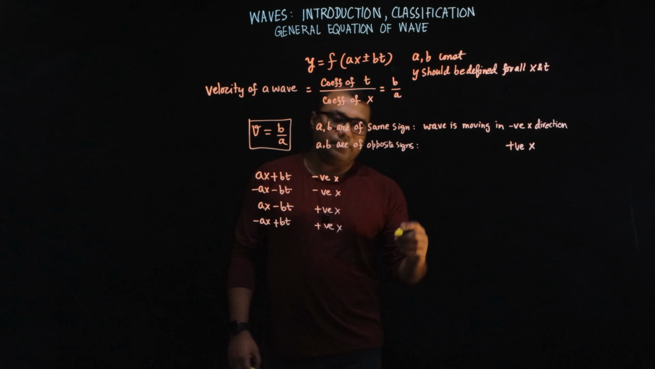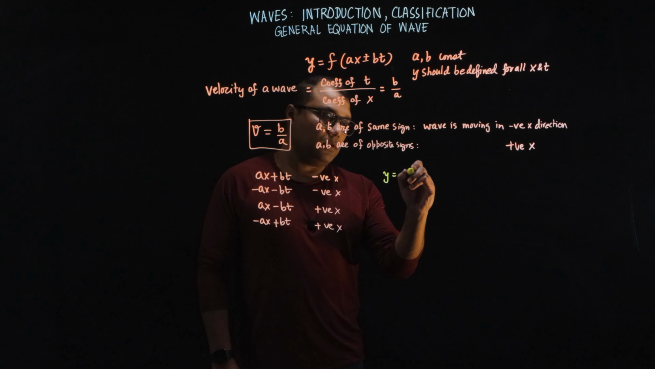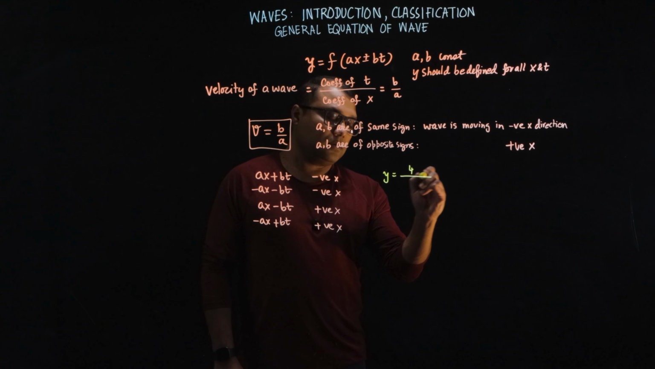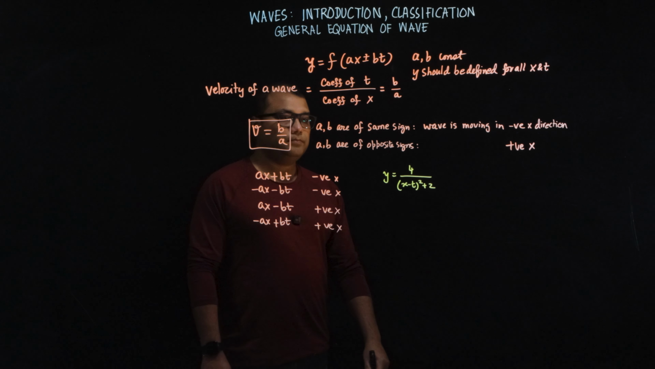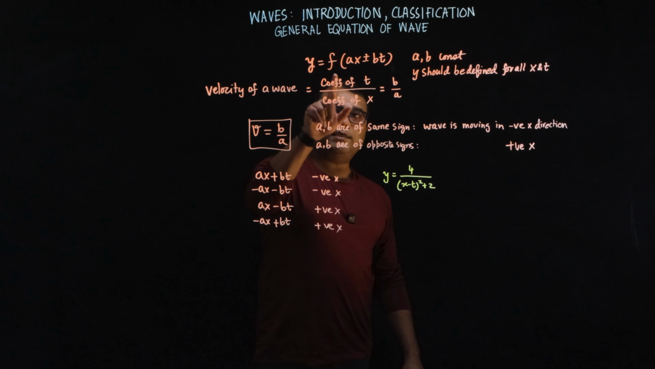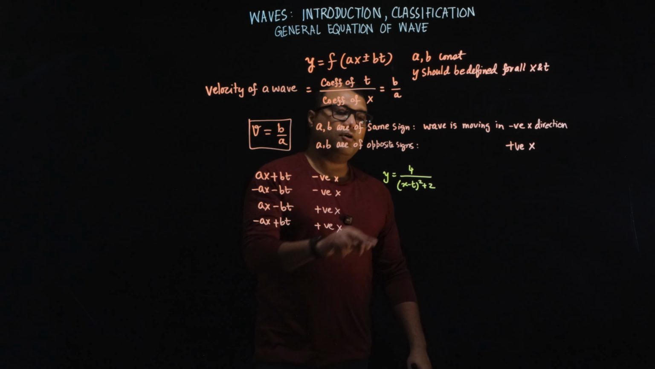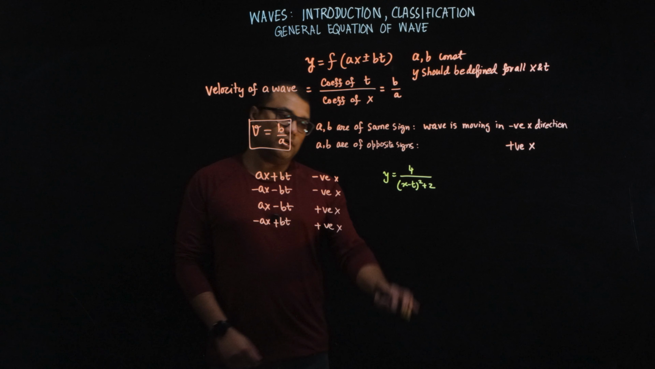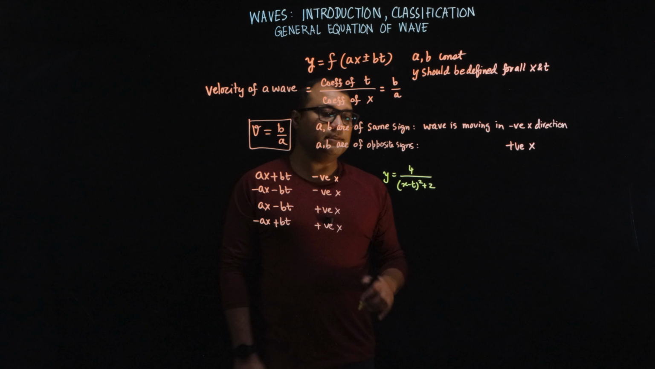Okay, let's take an example. Let's say we have y equals 4 by (x minus t) squared plus 2. Is it of this form, y as a function of ax plus bt? Yes. Is y defined for all x and t? Yes, because the denominator can never be 0, right? So y is a wave.